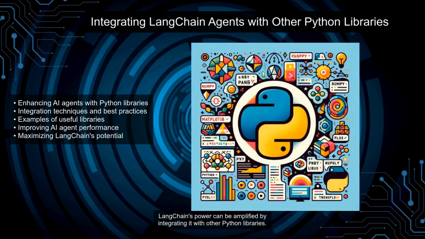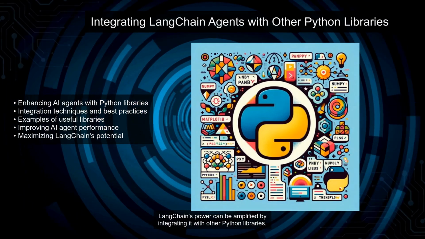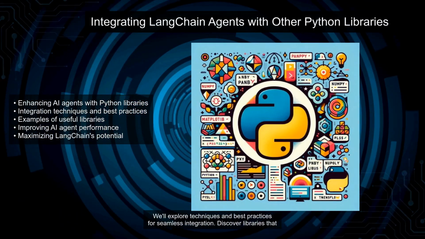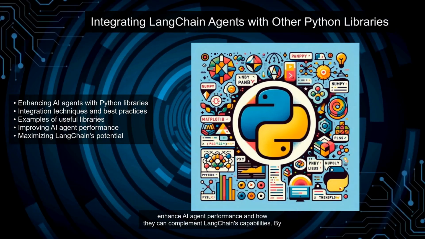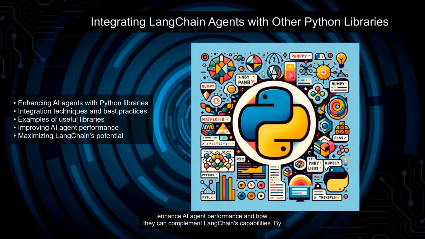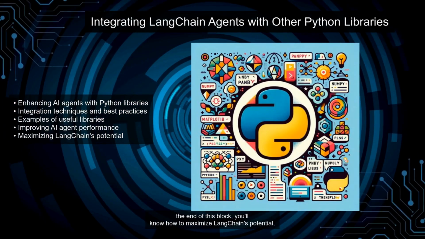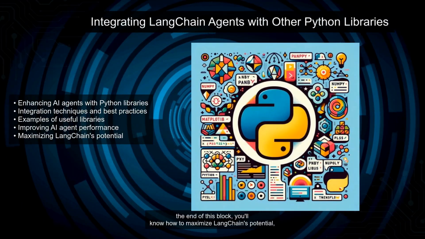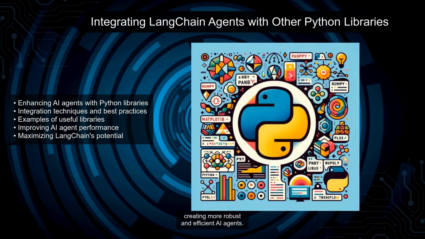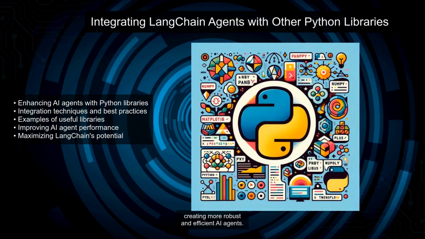LangChain's power can be amplified by integrating it with other Python libraries. We'll explore techniques and best practices for seamless integration. Discover libraries that enhance AI agent performance and how they can complement LangChain's capabilities. By the end of this block, you'll know how to maximize LangChain's potential, creating more robust and efficient AI agents.